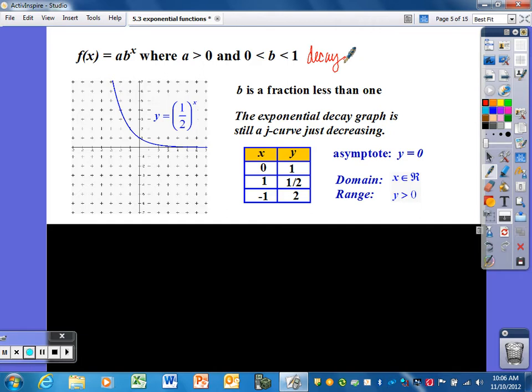So again, I'm using this as my parent function, y equals 1/2 to the x. So again, I stuck in negative 1, and I would get 2. When I plug in 0, I get 1. 1, I get 1/2. So negative 1, 2, 0, 1, 1, 1/2. And I get my J-curve coming down, decreasing. Still have my asymptote at y equals 0. My domain, still every one of these x's is used. I do not have a limitation on what I can plug in. And my range, y is greater than 0, still above 0.